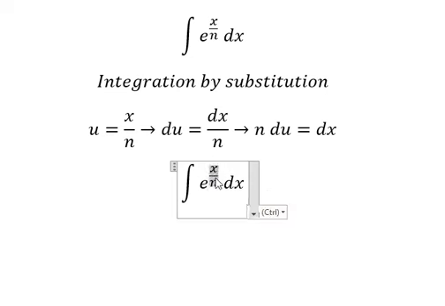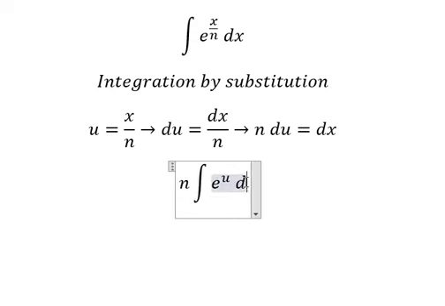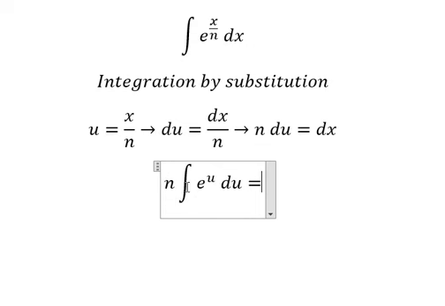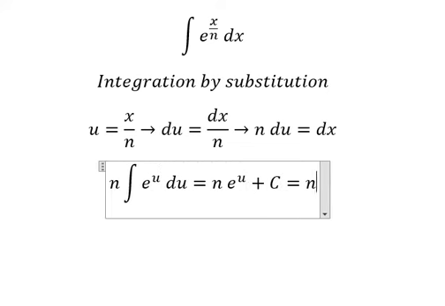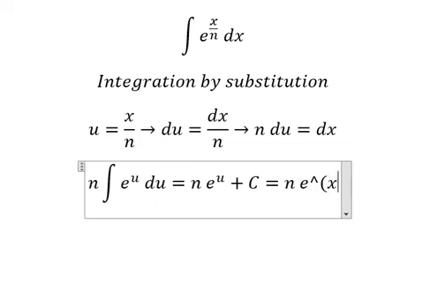This one we change by u. The s we change by this one. The integration of e to the power of u du, you get e to the power of u, and we put c. About u, that's s over n, and we put c.